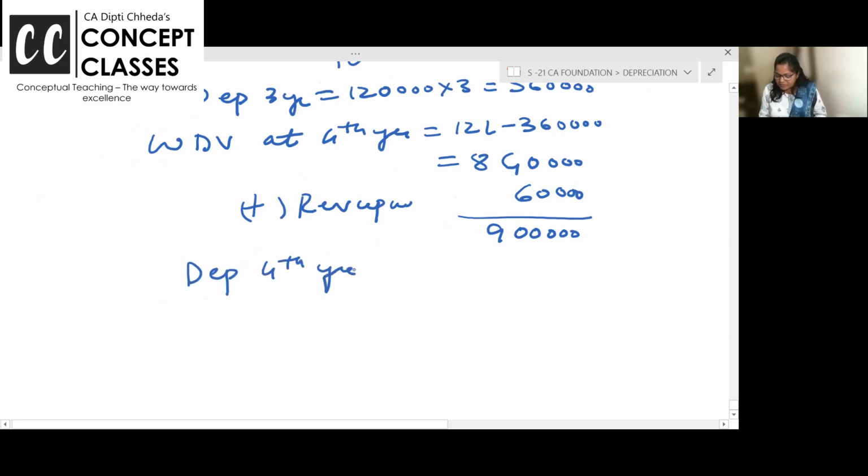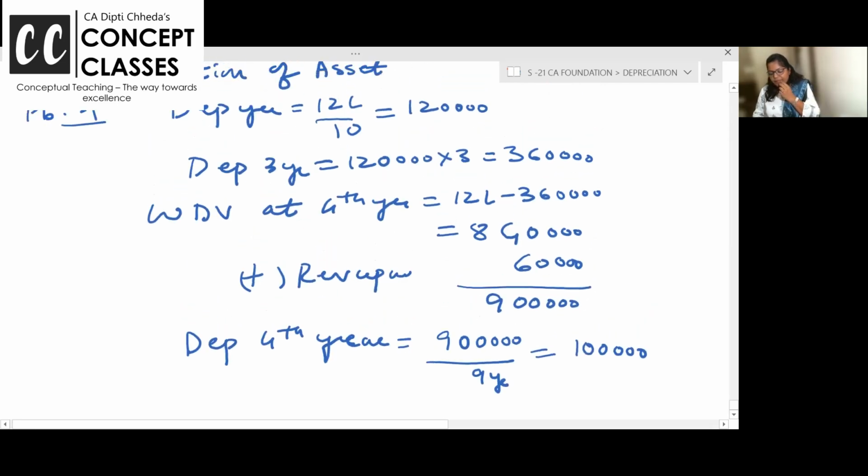Depreciation, 4th year. And after the revaluation, they said you're going to use it for 9 more years. 3 years are over. 9 more years. So what will be the depreciation? 1 lakh. 1 lakh.